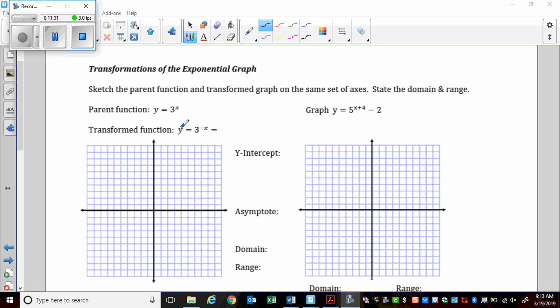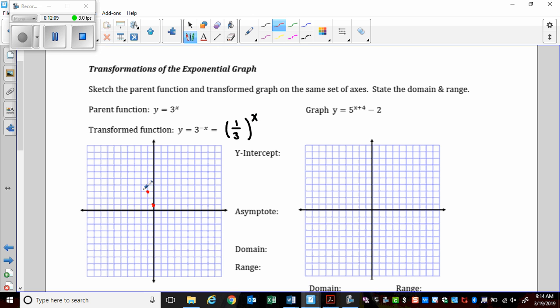Alrighty, so my parent function is y equals 3 to the x. Remember what the 2 to the x looks like? It's going to increase quickly. So the transformation of y equals 3 to the negative x is actually 1 over 3 to the x. So this is going to decrease, and it's going to look something like this. I know at 0, anything to the 0 power is 1, so it's going to go through (0, 1). And I know at negative 1, we're at 3. When I plug in negative 1, this flips and we're at 3.